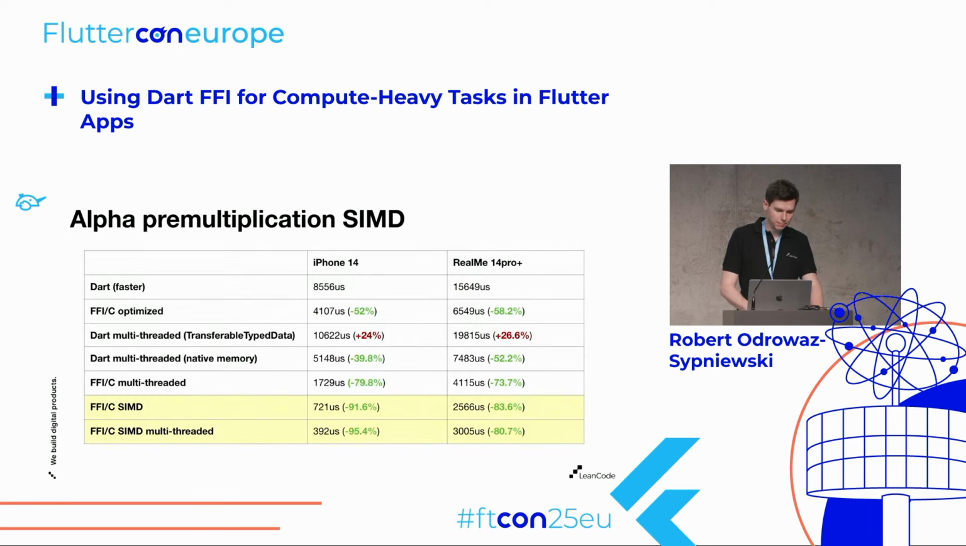And with SIMD only, we are reducing time on iOS by 91% and 83% on Android. But SIMD is single thread, so we can combine both SIMD and multi-threading and reduce the execution time on iOS by 95%. So 20 times, basically.